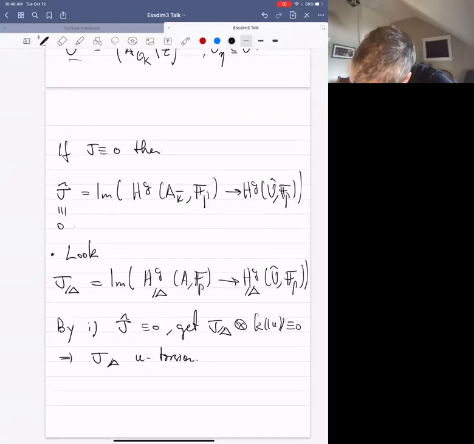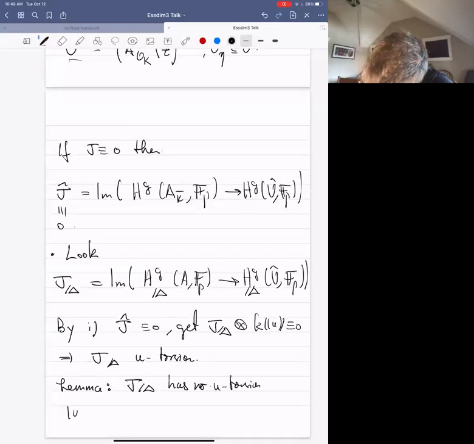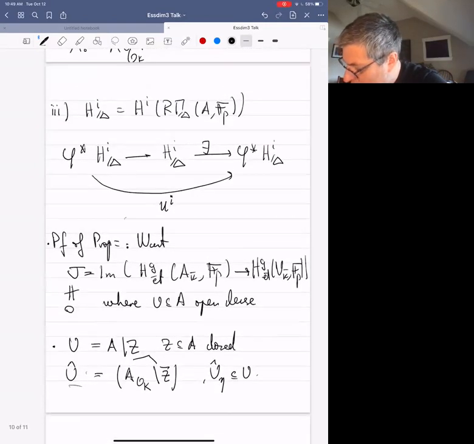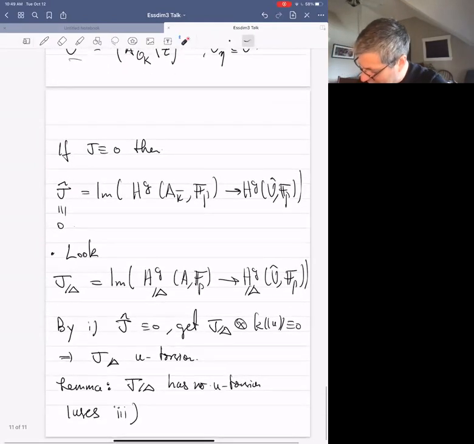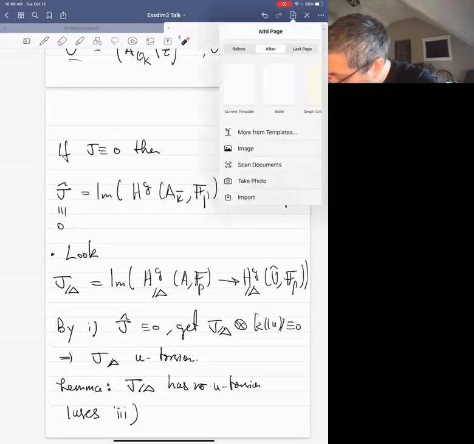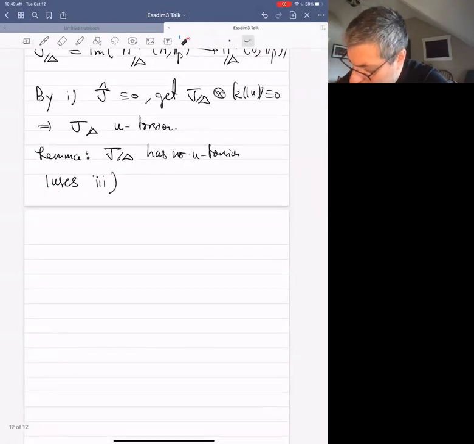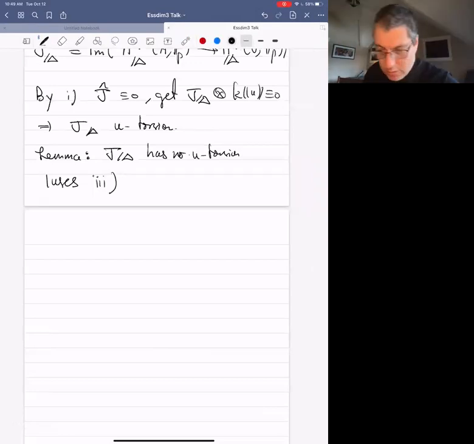But now there's a lemma, and maybe I'll leave this lemma to the end if I have time, that J delta has no U torsion. This uses property 3. Remember our property, this property here. Okay, so if I have time, I'll explain that. But let's believe that for a second. Actually, it looks like I will have time. All right. Anyway, let's finish the argument.